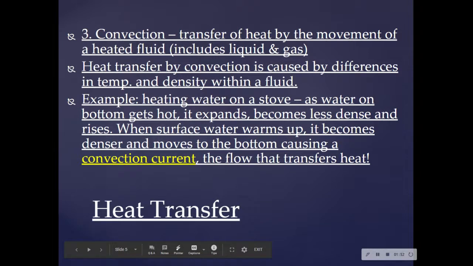So convection is the transfer of heat by the movement of a heated fluid, so liquid or gas. Fluid is liquid and gas. Heat transfers by convection, causing differences in temperature and density within a fluid. So when you heat the water on a stove, the bottom gets hot, it expands, and that's why you see the bubbles start to move outwards. That movement of the water is what is caused by the convection.